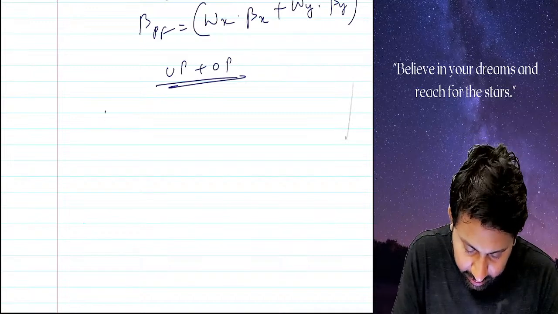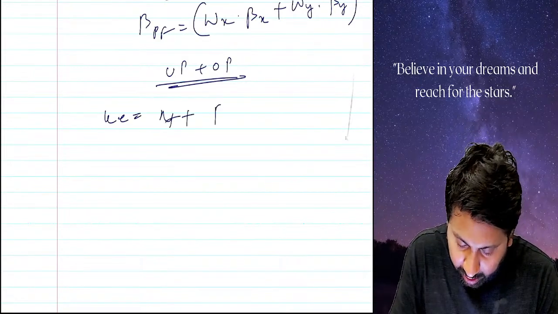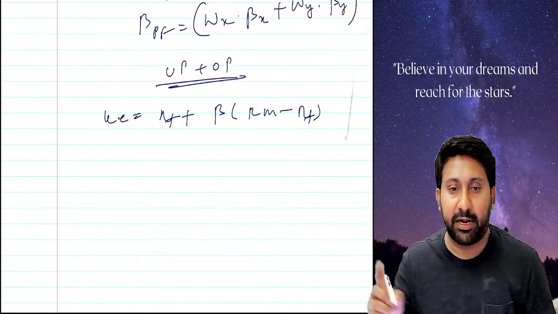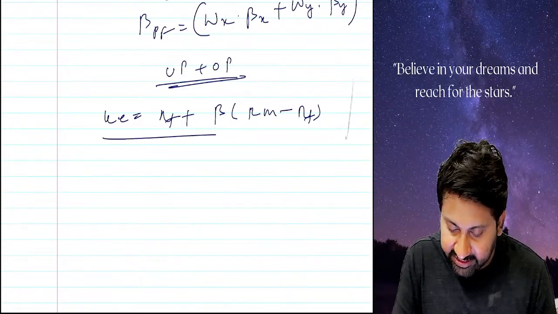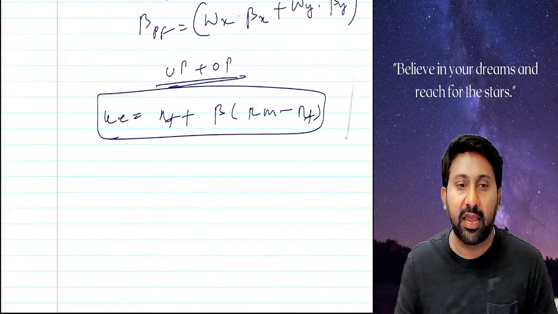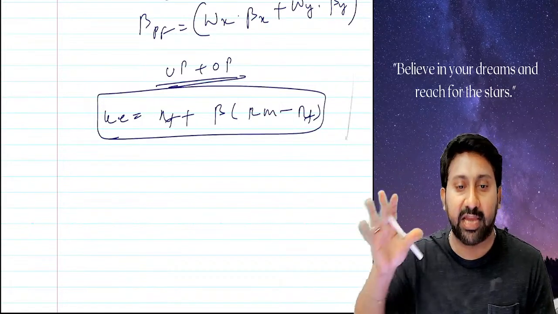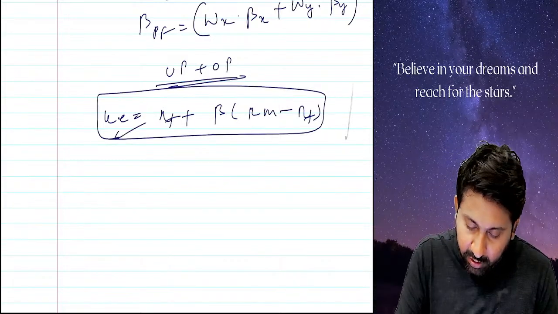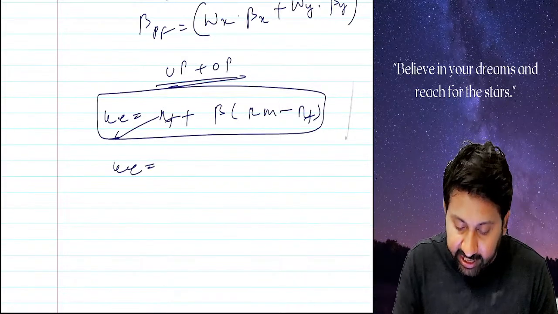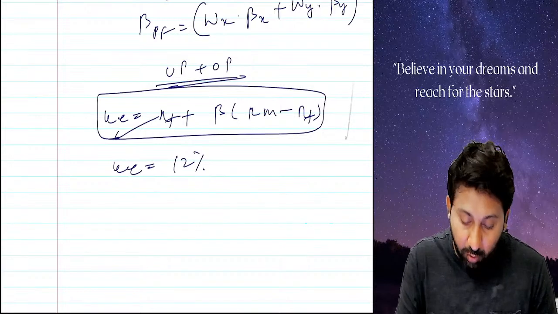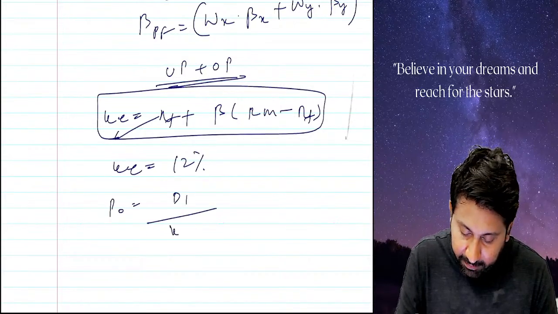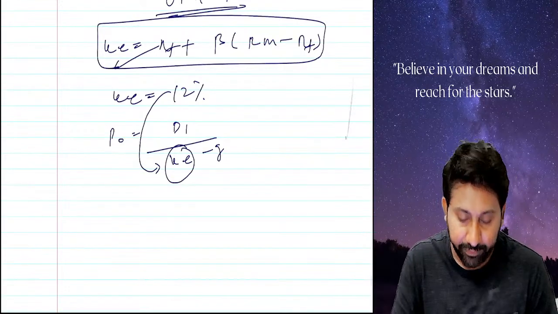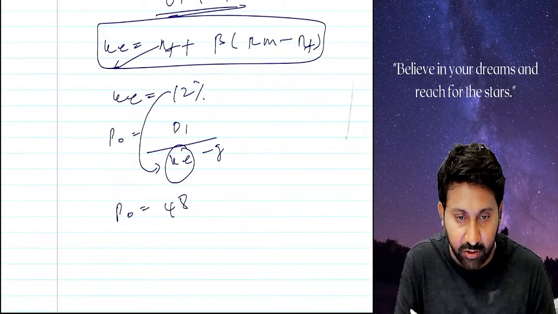See here. KE equal to RF plus beta into RM minus RF. This is the KE calculation. Once KE is calculated, you will apply the formula RF plus beta into RM minus RF, and you will get a KE. Let us say you got the KE as 12%. What is the price of the share? D1 by KE minus G. In this KE, put this 12%. We will get some P naught. Let's say you got 48.